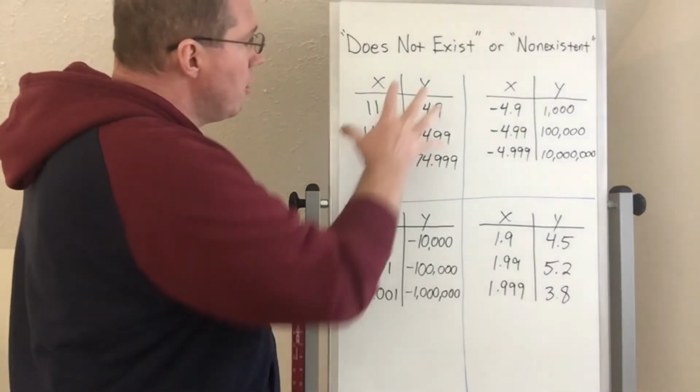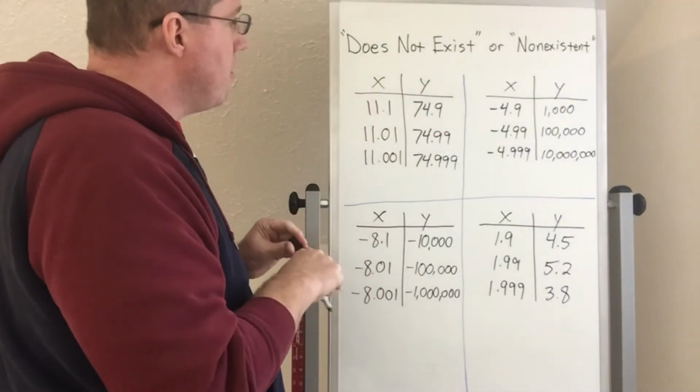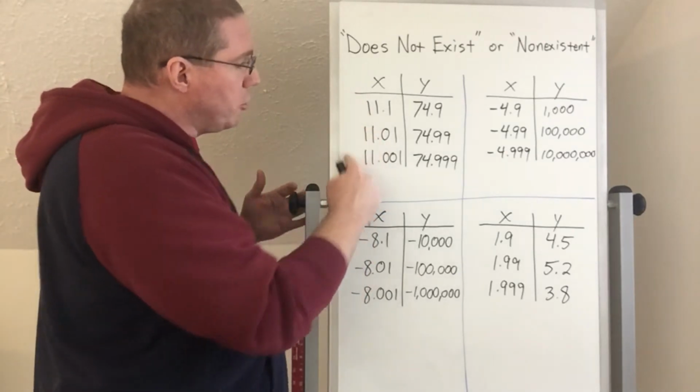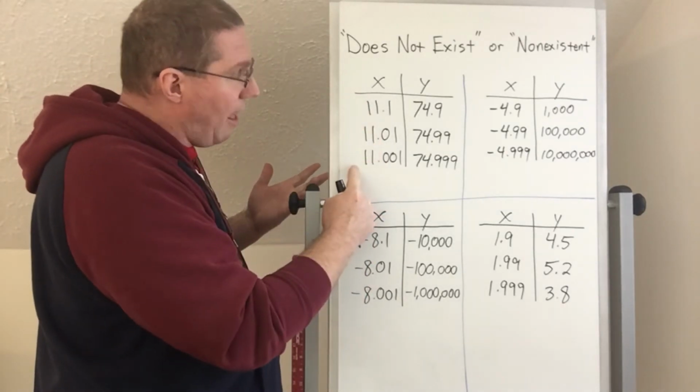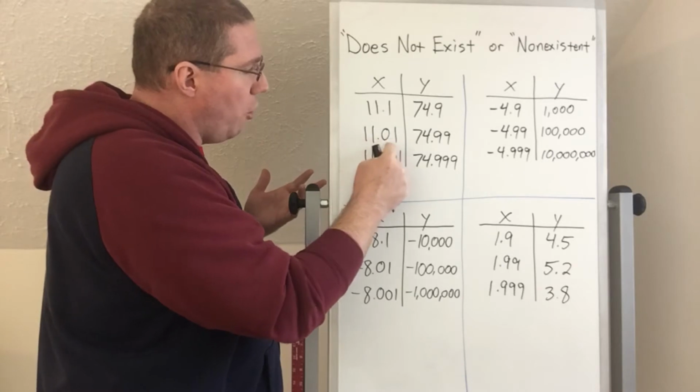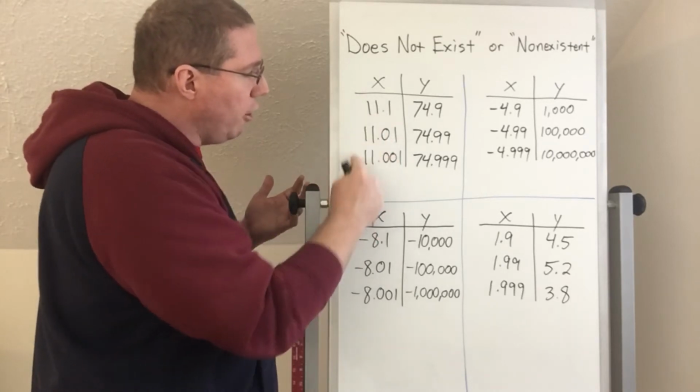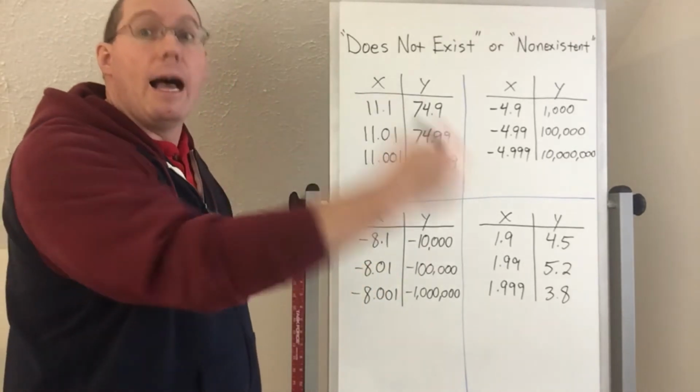In this case, let's look at this one right here. This one is the limit as x is approaching... What's x approaching here? It looks like it's approaching 11, right? So 11.1, then 11.01, then 11.001. It's getting closer and closer to 11 from the positive side, right?